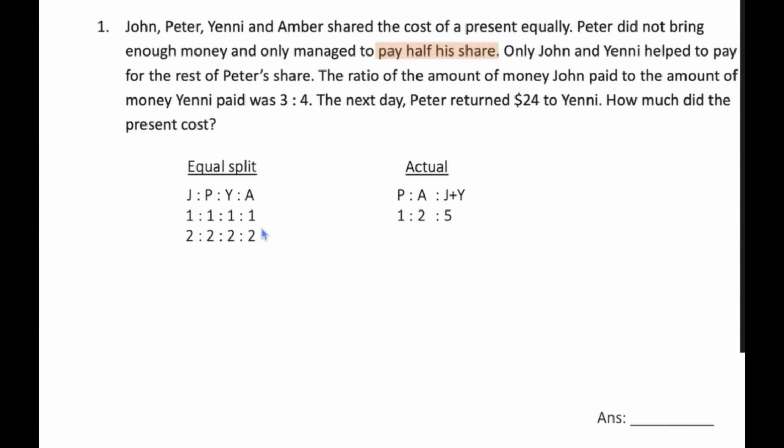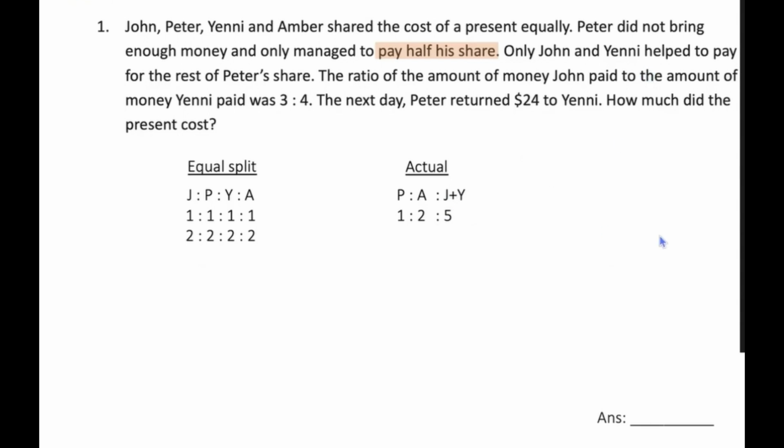This is what they're supposed to pay. John paid 2 units, Peter paid 2 units, Yenny paid 2 units, Amber paid 2 units. But in actual fact, Peter paid only half of what he's supposed to pay, which is 1 unit. Nothing happens to Amber. Amber still pays her 2 units. John and Yenny, instead of paying 2 plus 2, they have to add 1 more unit, which is Peter's share that he didn't pay. That's why it's 5 units.